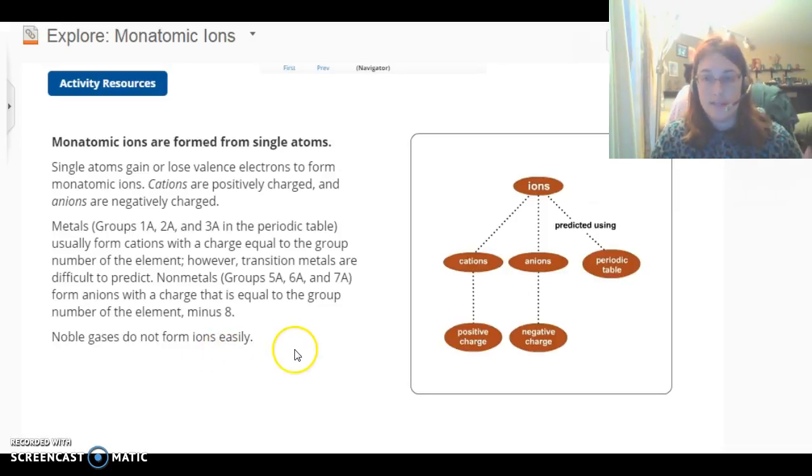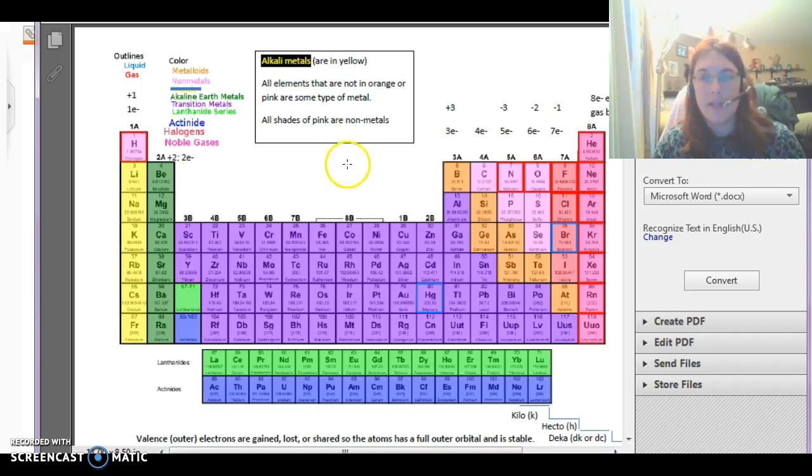They are already stable. So ions can be cations with a positive charge or anions with a negative charge, and they are predicted using the periodic table. Again, I don't care if you use a different periodic table, but make sure you write on it all this stuff that I have here on the cheat sheet. I wrote that down for a reason, for you.